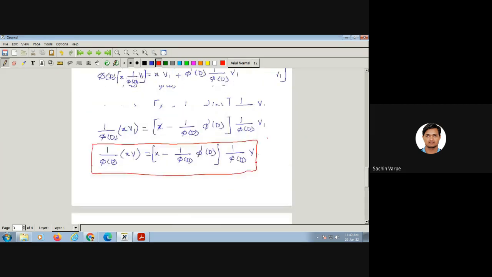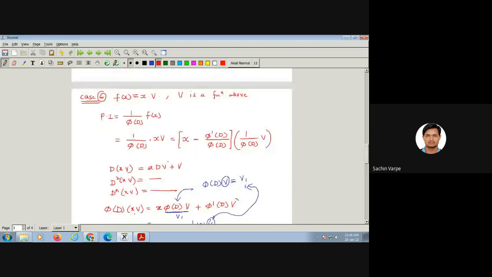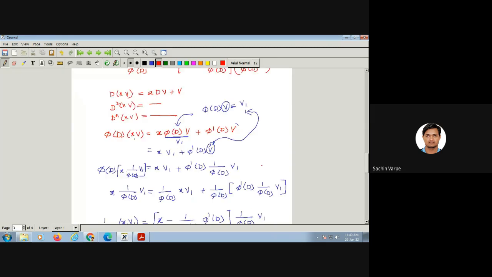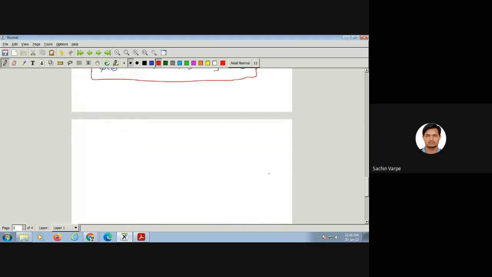ठीक है. But the proof is not important. You just need to remember what exactly we are doing while operating 1 upon phi of d over xv. It will be equal to x minus phi dash, that is derivative of phi upon phi of d, and that is operated on 1 upon phi of d v. ठीक है.